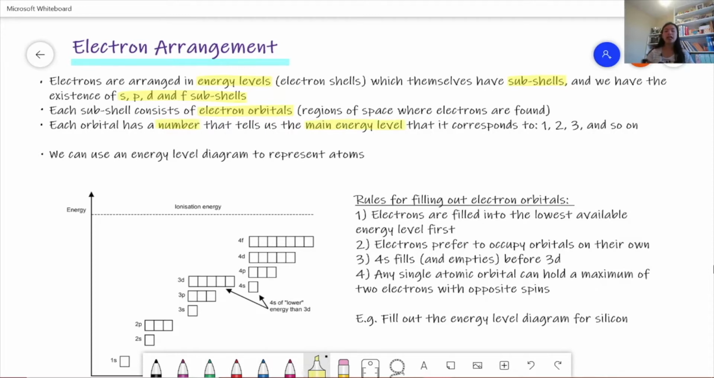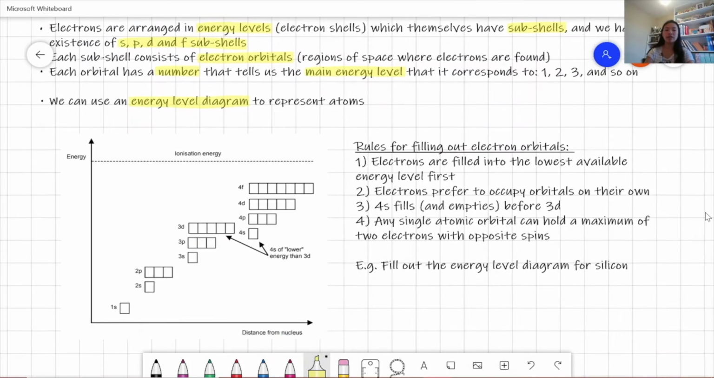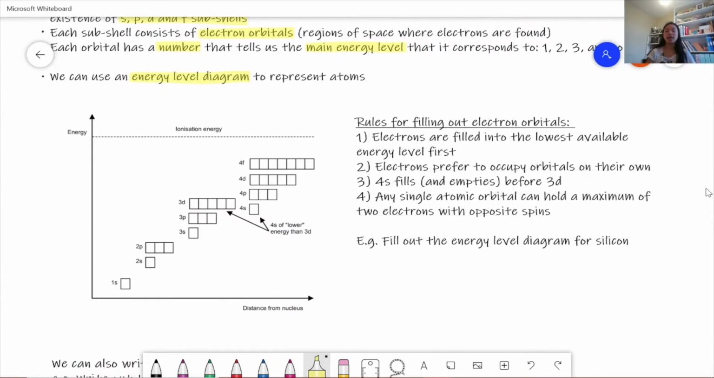We can use an energy level diagram to represent atoms and their electron shells. So here we have an energy level diagram. On the y-axis, we've got energy, and on the x-axis, we've got the distance from the nucleus. For example, looking at 1s, 1s is the first shell because it's got number 1, and that's why it's the closest to the nucleus. If you think back to GCSE, we have the nucleus, and then we have the first shell of electrons around the nucleus, so it's the closest to the nucleus.